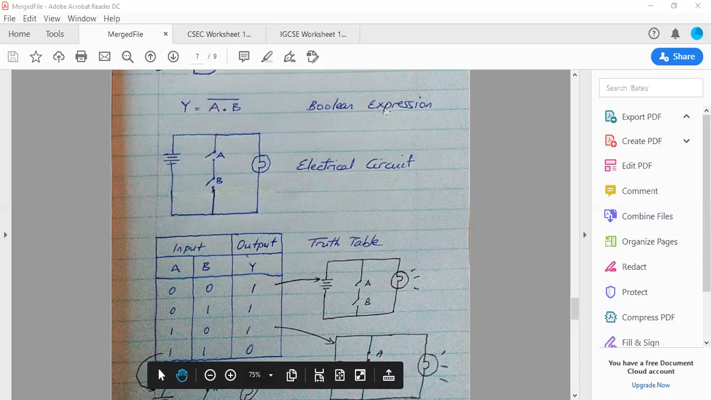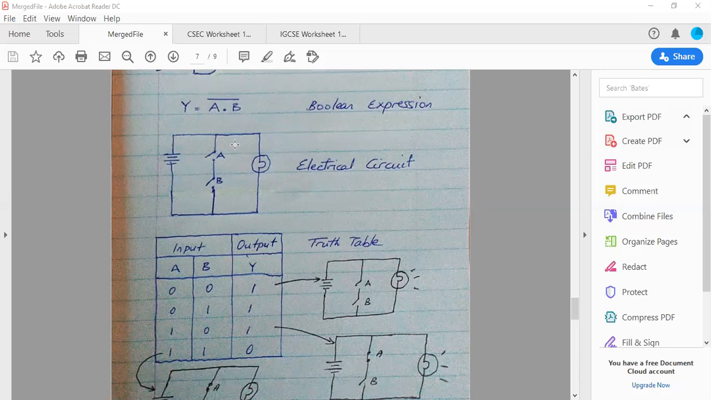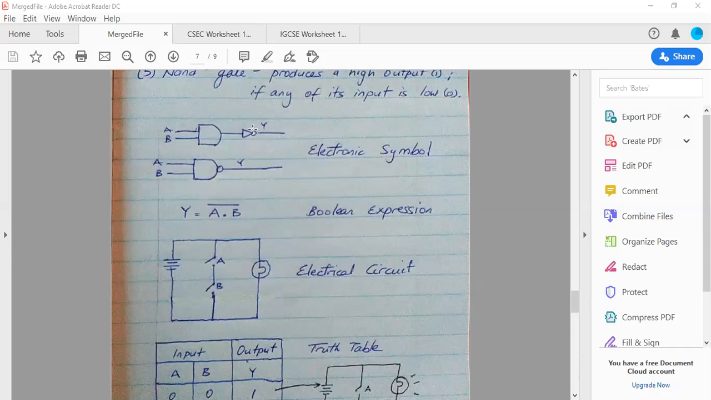You could use this Boolean expression to create the truth table if you wish, or you could use the electrical circuit in which both switches, which were in series with each other, are now in parallel because of this NOT gate here. All right.